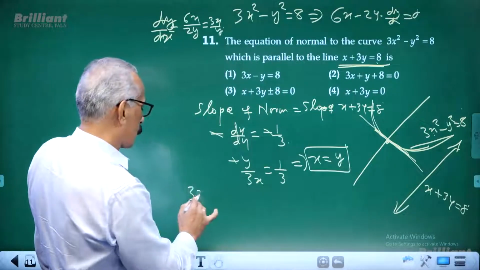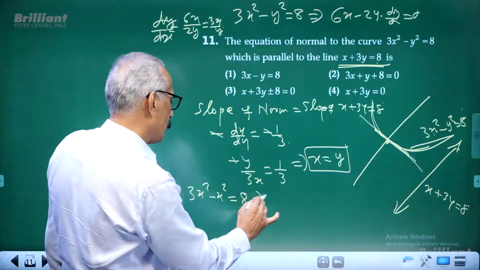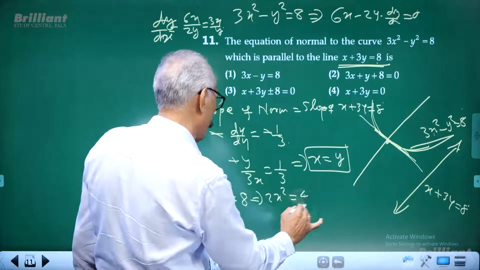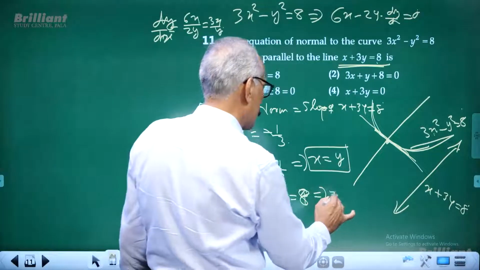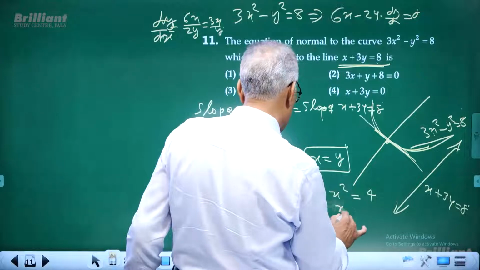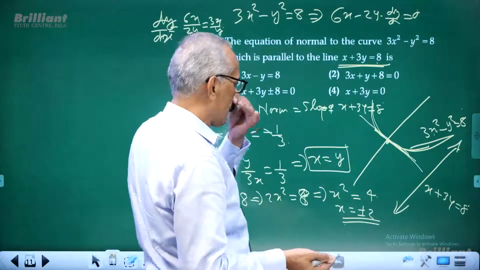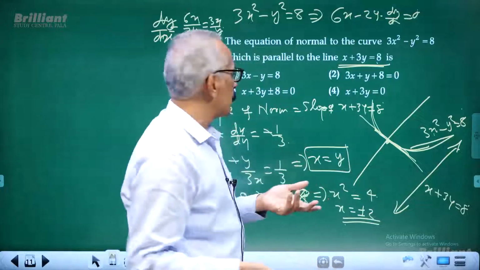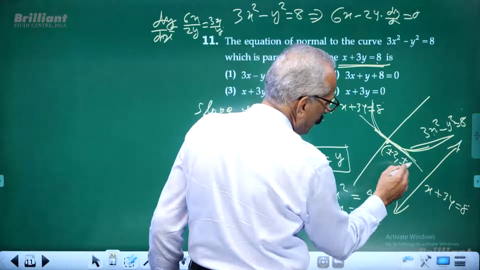So 3x square minus x square equal to 8 means 2x square equal to 8. Means x square is equal to 4. x square is equal to 4 means x is equal to plus or minus 2. x is equal to plus or minus 2 means your y will also be plus or minus 2. Therefore, the point will be plus or minus 2 comma plus or minus 2.